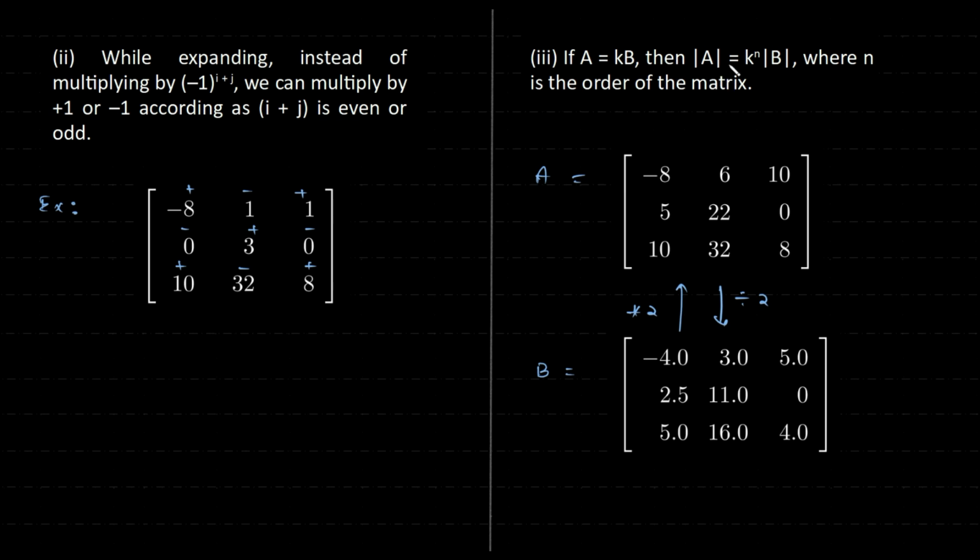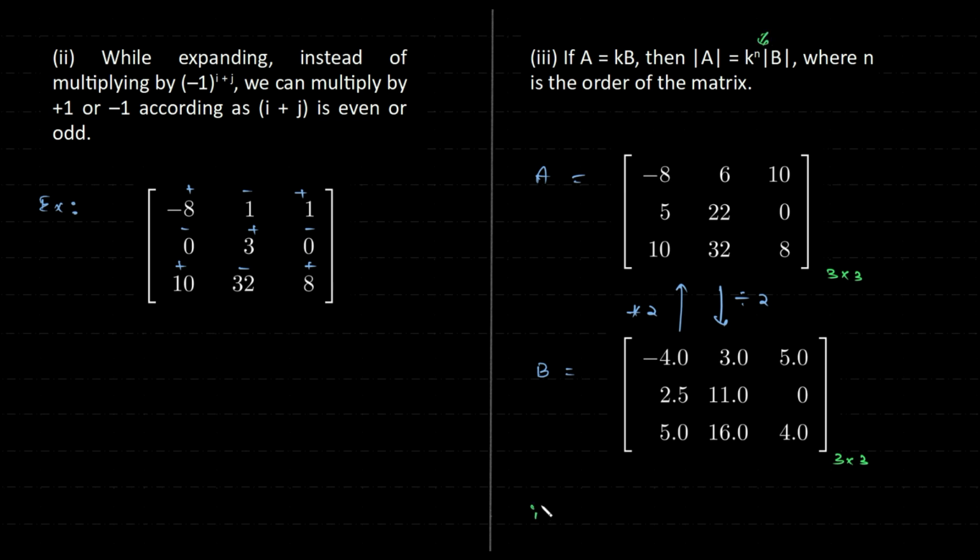If it's so, then the determinant of A is equal to k to the power of n, whatever the constant may be, to the power of n, into the determinant of B, where n is the order of the matrix. So here the order is 3 by 3. This holds good for all matrices. It's just that we have to be careful with n.